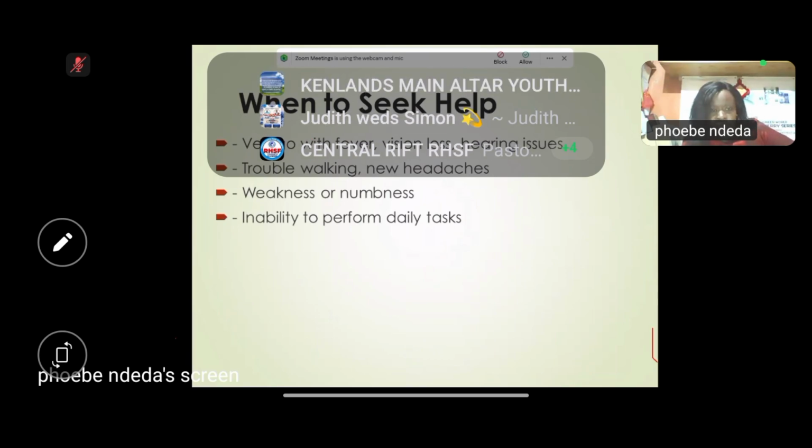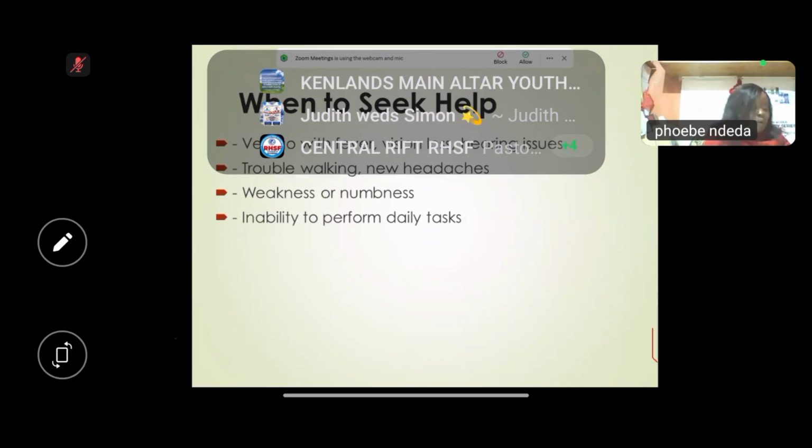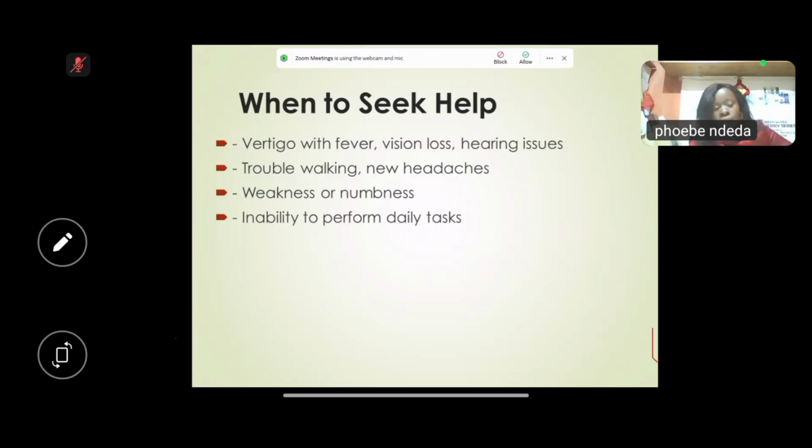with this vertigo, when to seek help? When do you need to seek help? If you have a vertigo attack with fever, please seek help. If you have a vertigo attack with vision loss, please seek help. If you have a vertigo attack that is causing you to have hearing loss, you need to seek help. Trouble walking, a new headache that is very different from the ones you have, seek help. Weakness or numbness, please seek help.